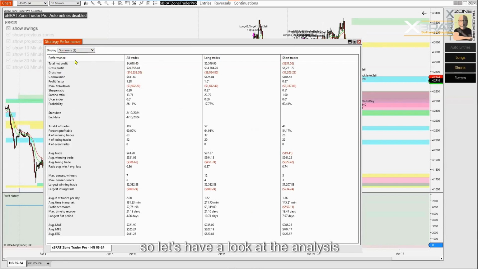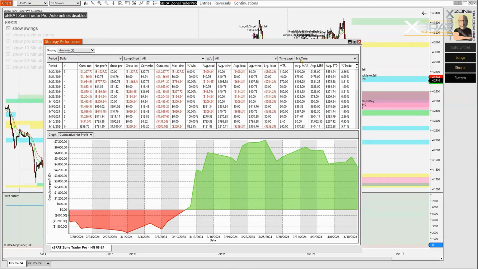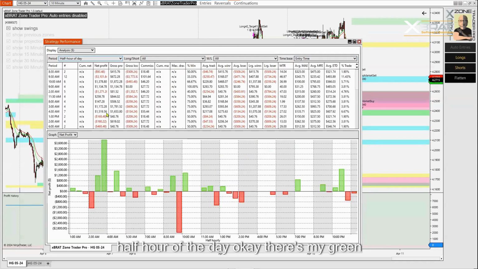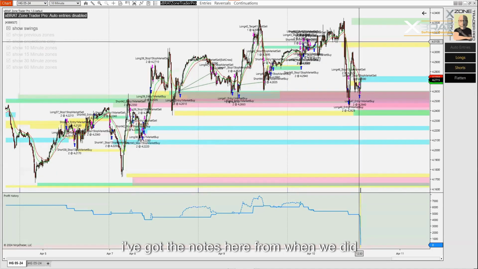So let's have a look at the analysis and entry time. Half hour of the day. Okay, there's my green patches here. Oh, I'm doing 2:30 to 3:45. Oh, it's the last one we did. I've still got all the notes here. Okay, so I'm doing the 2:30 to 3:45 big session here, the 5 a.m. to 6:55 a.m., and then we did 10:30 here. Yeah, okay. I've got the notes here from when we did the session earlier today.